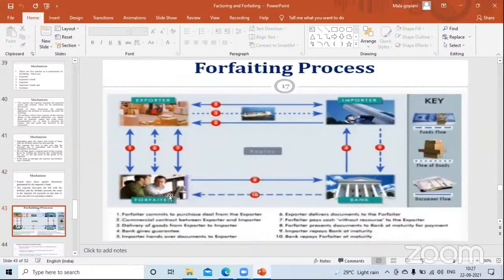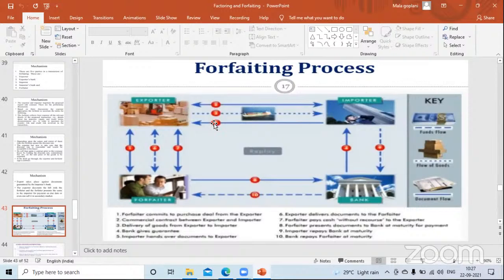Where is step number 1? Yeah, this is step number 1. Exporter will approach the forfeiter. Okay. Now, the forfeiter has approved. Then what will happen? Exporter will export to the importer. Importer will give the approval to the exporter. Third step, importer will receive all the goods based on the documentation by the importer's bank received by the exporter. That is the fourth step.